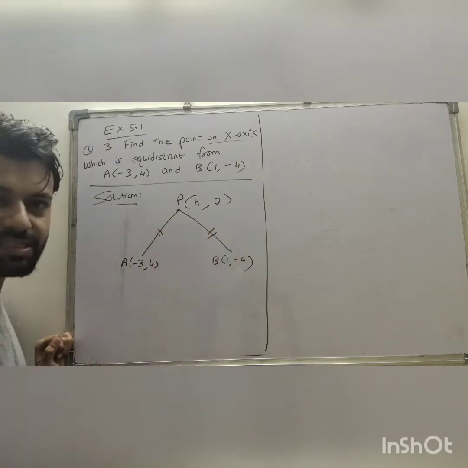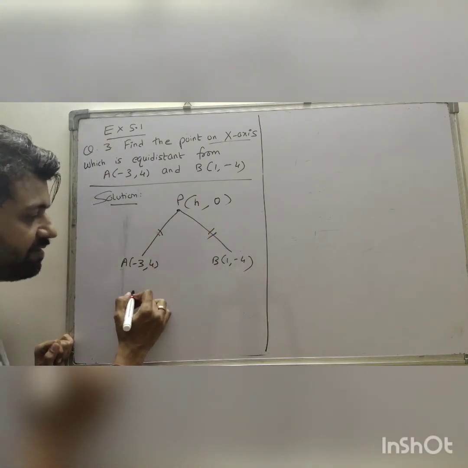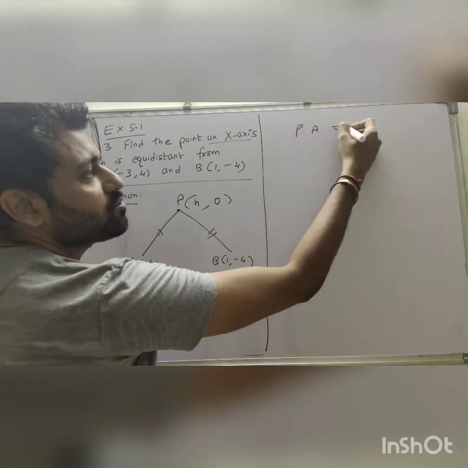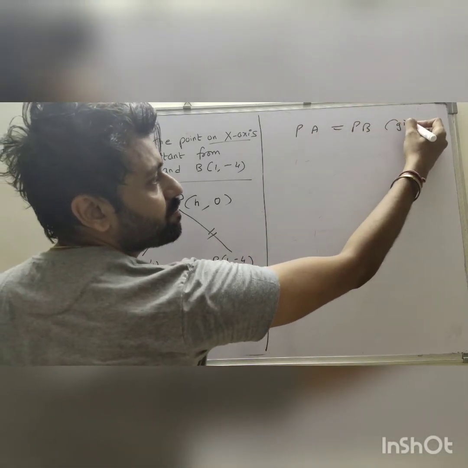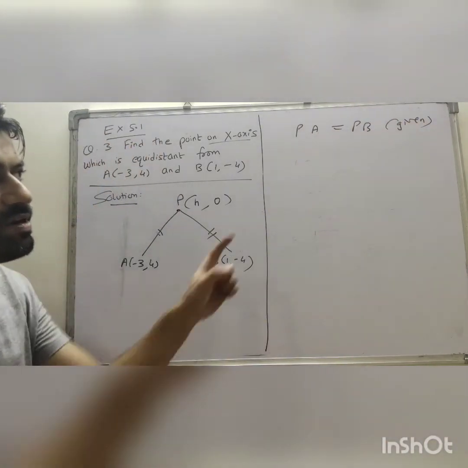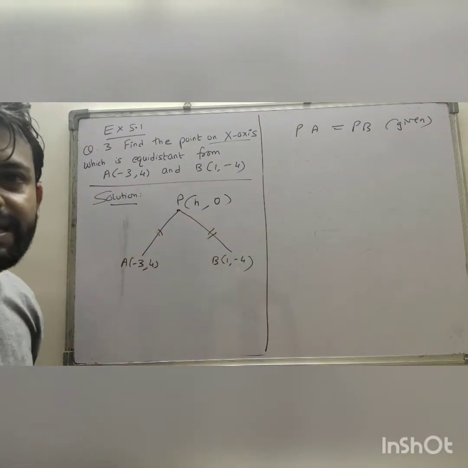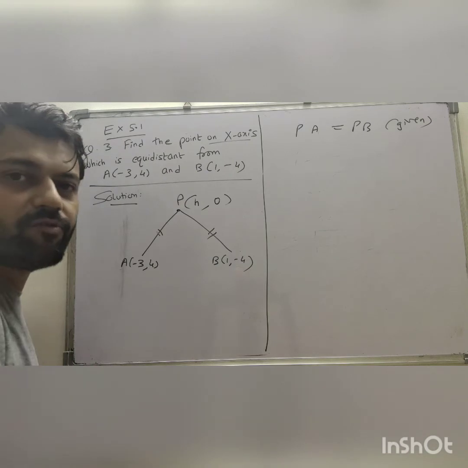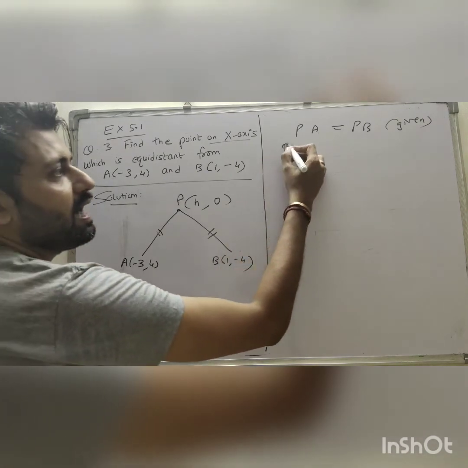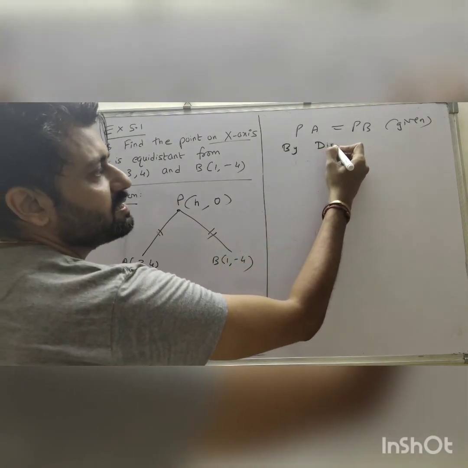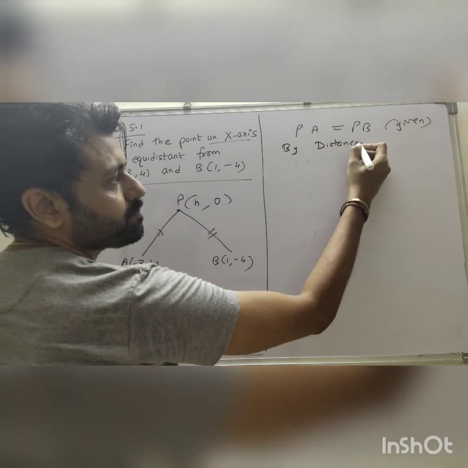ये distance और ये distance same है. Yes, students, they have given that PA is equal to PB. This is given. Using this given condition, we have to find the value of h. That is, indirectly we have to find the coordinates. We have to find the point P. I will mention, by distance formula.